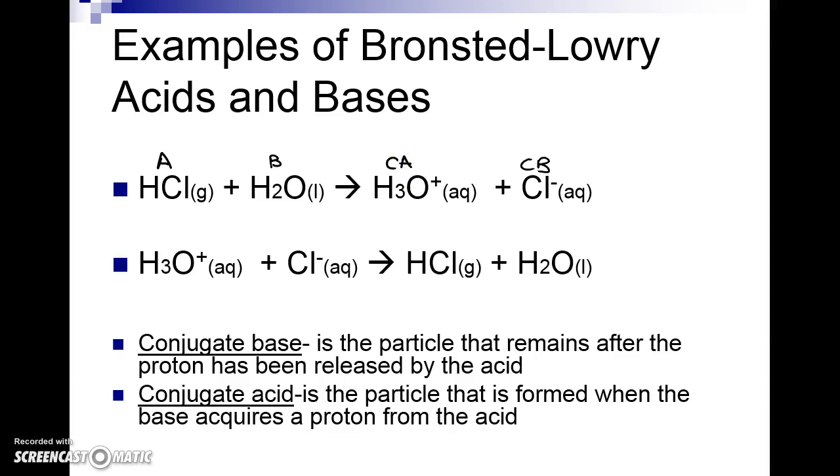If we take a look at this next example, the only thing that can be an acid here has to be our H3O+, because it's the only thing with a proton, which means our Cl- is acting as a base. To find the product side, the conjugate base is the particle that remains after the proton has been released. My proton was here, my proton has been released, H2O is now my conjugate base. My conjugate acid is the particle that is formed when the base acquires the proton. Here's my base, it acquired a proton, this is going to be my conjugate acid. It doesn't always mean that the conjugate acid is written first, it just happens to be that in this example.